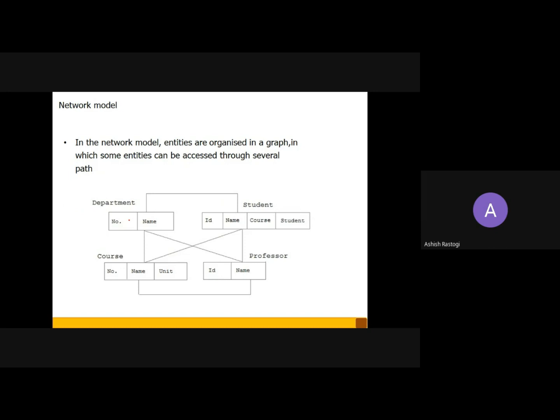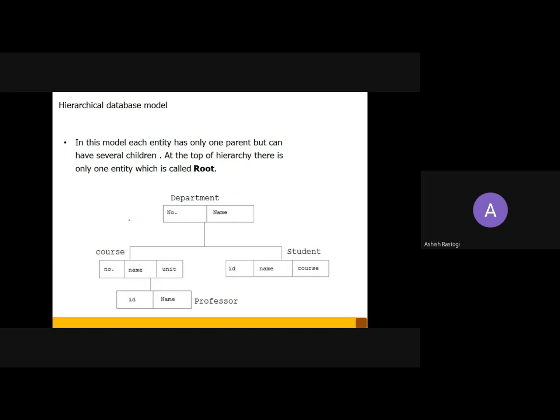Because of that, a very complex structure of the database was created, with heavy network traffic. That's why this model did not work for long. So we replaced it with the hierarchical model. In the hierarchical model, guys, we have one root element, and all the other elements are child elements. This is the root element, and this is the child element.